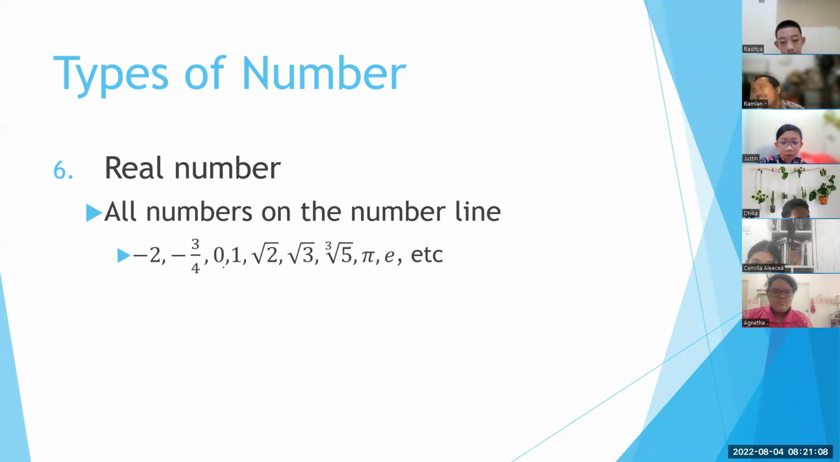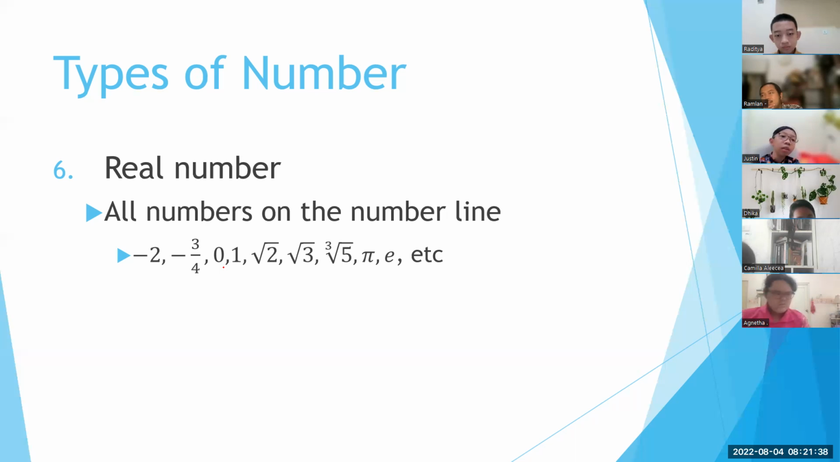Well, basically it's all of the types of numbers in one. Okay, so basically, the real number means all of the numbers that we just learned from number 1 until number 5, right? So all of them, we call it real number. But guys, I have a question also. We have rational and we have the opposite of rational, which is irrational. If we have real number, do we have the opposite of real number?